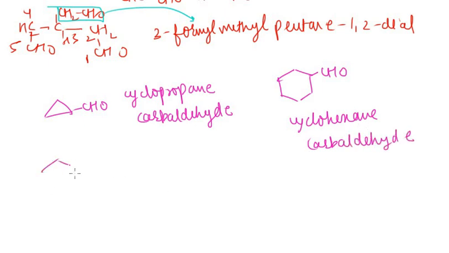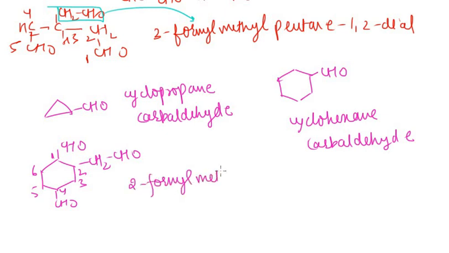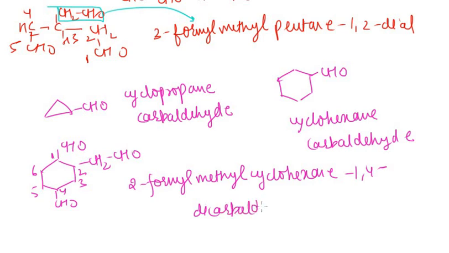If I take one more example, here it is a CHO, here it is a CHO, and it is CH2, CHO. So you will be numbering it like 1, 2, 3, 4, 5, 6. 2 formylmethyl cyclohexane 1, 4 dicarbaldehyde.